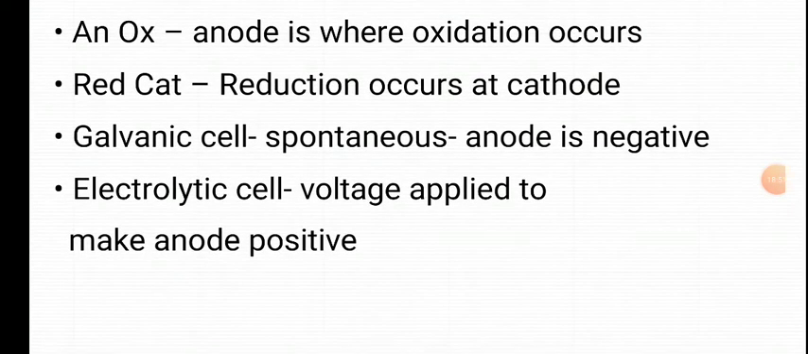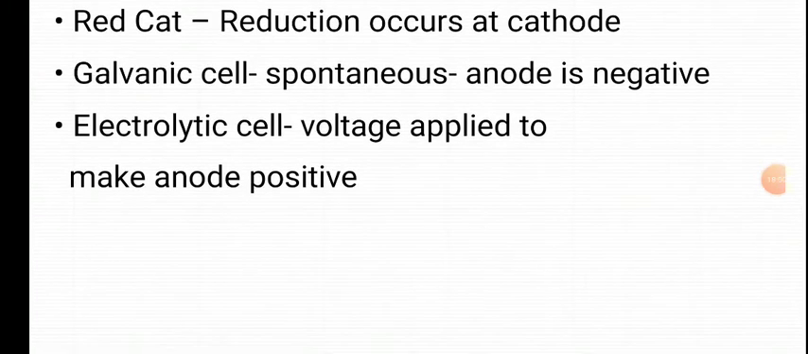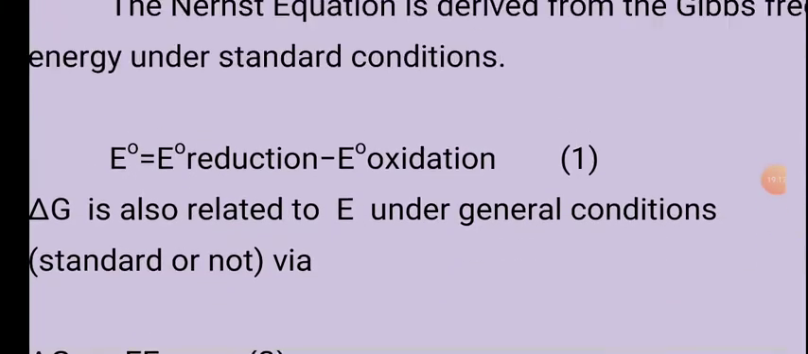Now here the galvanic cell will be spontaneous and the anode is negative. In an electrolytic cell, obviously, voltage should be applied, but in a galvanic cell we get voltage by means of the chemical reaction.